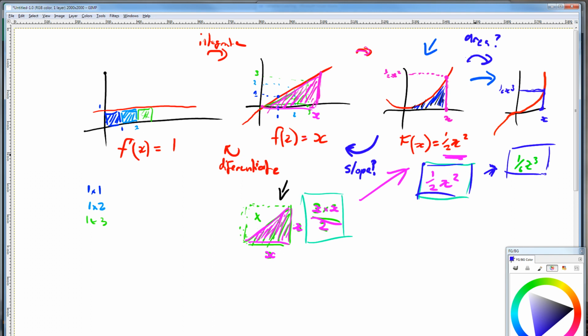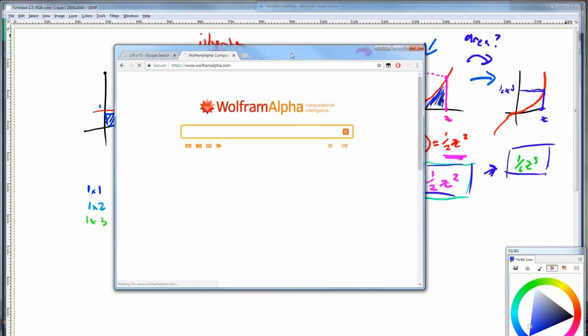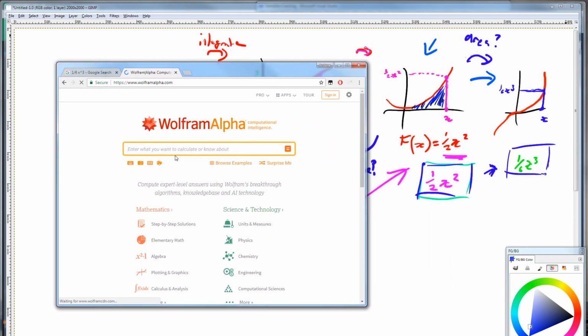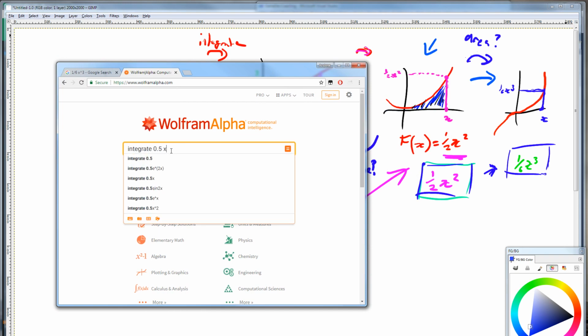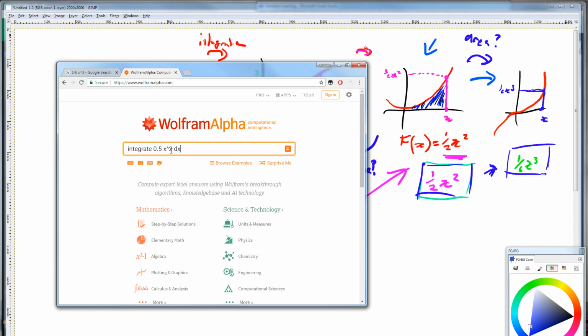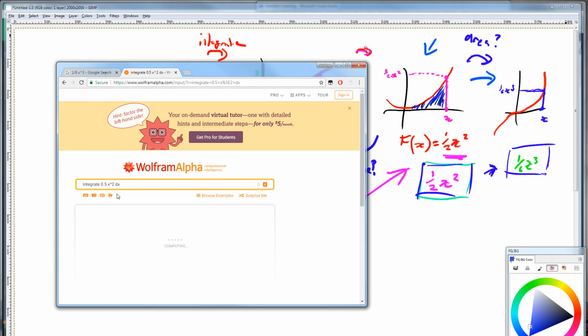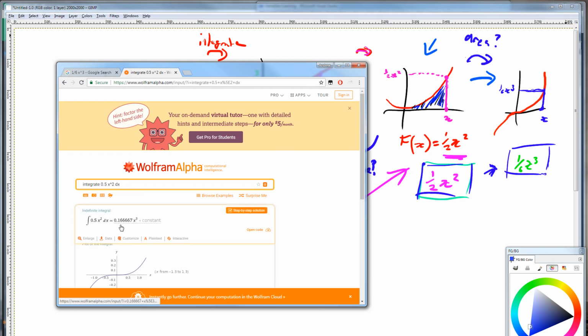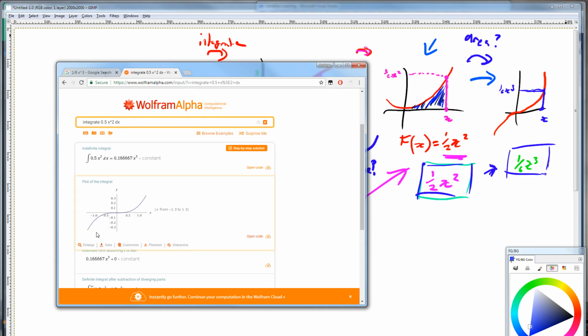Like I was saying, if we have this problem, we go to the fine folks over at, wait for it to load, Wolfram Alpha, and we say, all right, integrate 0.5x to the power of 2 dx. So this dx is with respect to x. We're going to integrate this. And look, we've got 1/6 x cubed. And here's the same graph.